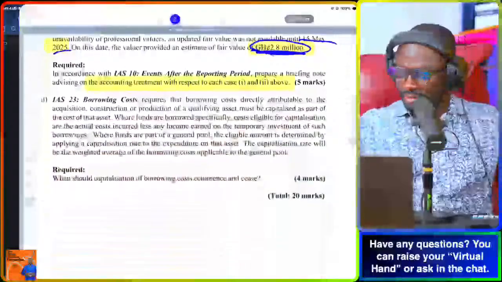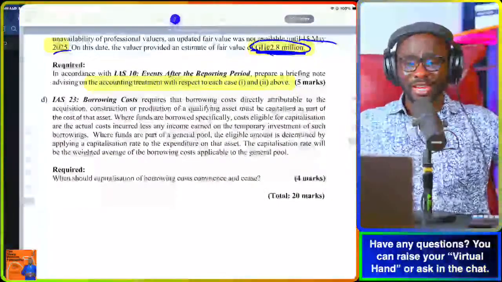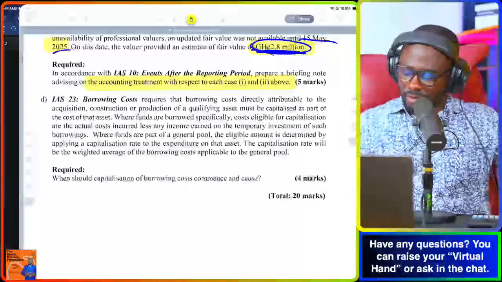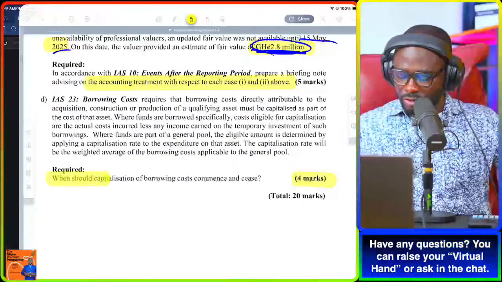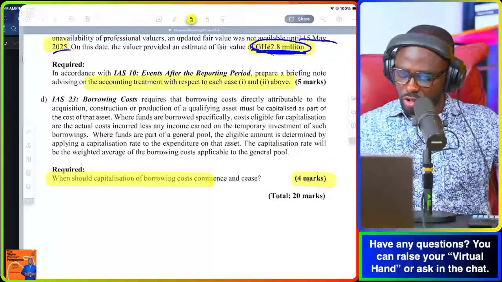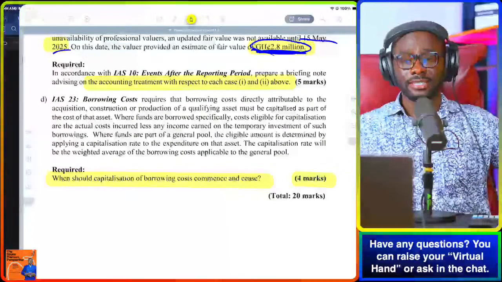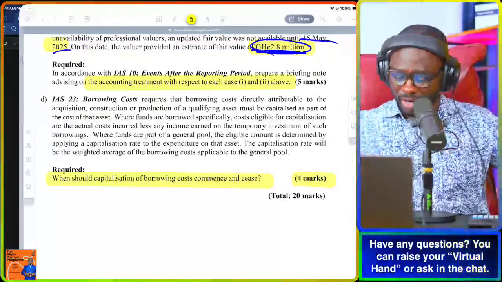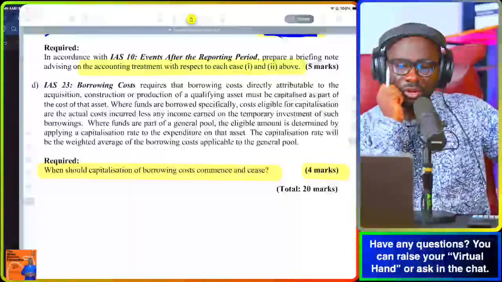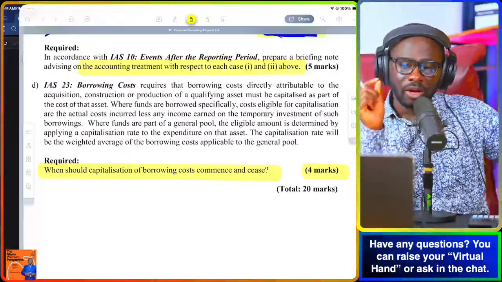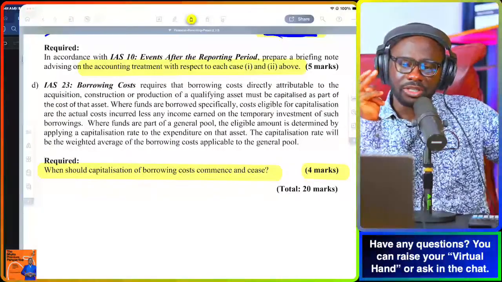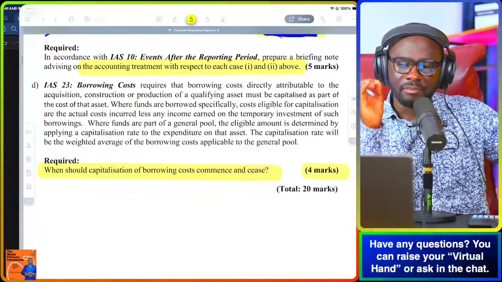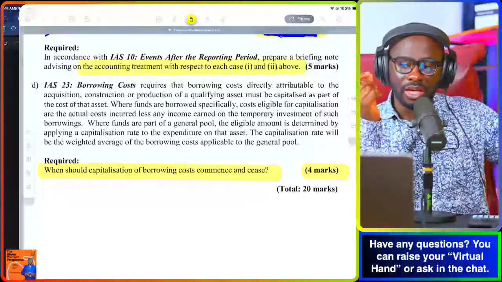The last one, IAS 23, borrowing cost. The question here is very simple for 4 marks. It says, when should capitalization of borrowing cost commence and cease? I don't need a miracle on this, but let's read a preamble. IAS 23 borrowing cost requires that borrowing costs directly attributable to the acquisition, construction, and or production of a qualifying asset must be capitalized as part of the cost of that asset.